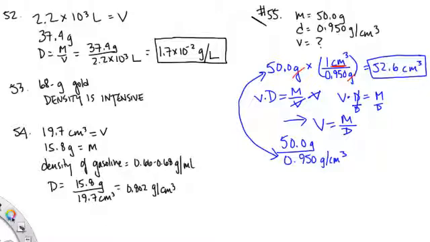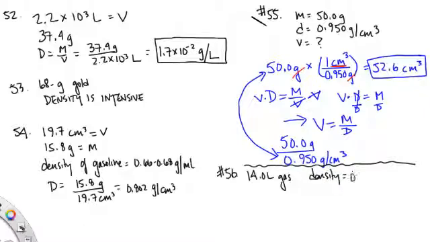Number 56. What's the mass in kilograms of 14 liters of gasoline? So we have 14 liters of gas. Let me put a little line here to separate that problem out. Assume that the density of gasoline is 0.680 grams per centimeter cubed. So the density is 0.680 grams per centimeter cubed.